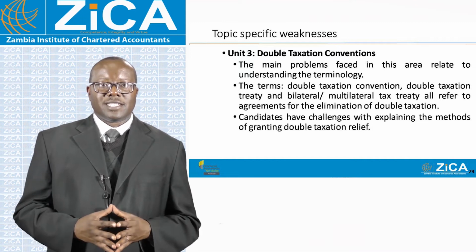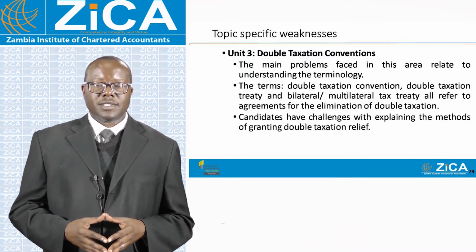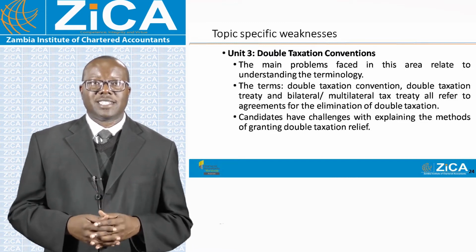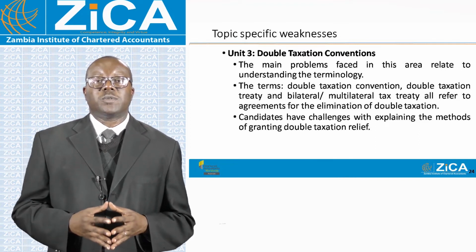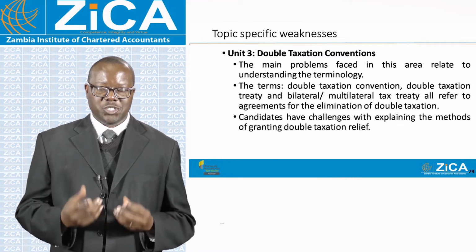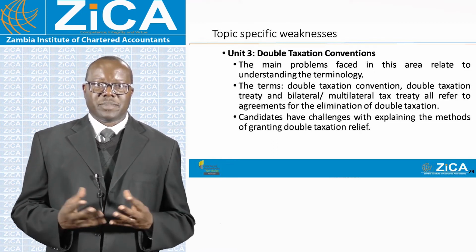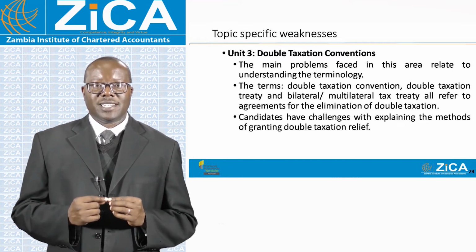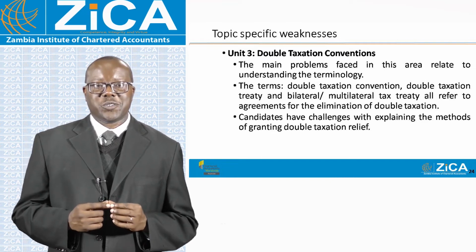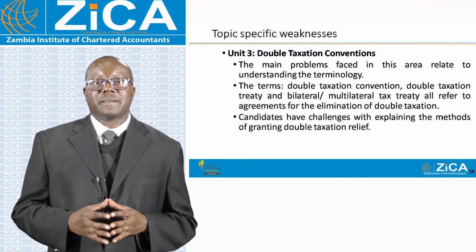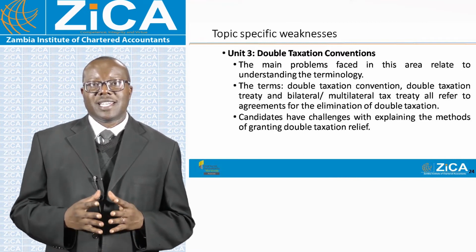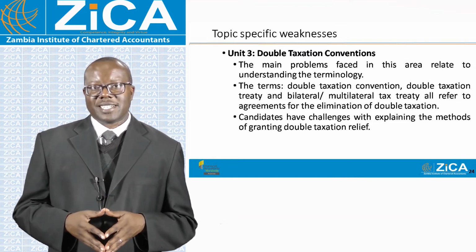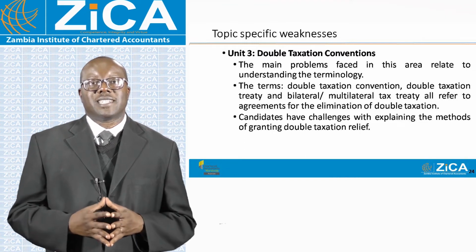Unit 3, Double Taxation Conventions. The main weakness faced in this area of double taxation conventions relate to understanding the terminology used. It appears candidates do not clearly understand the terminology relating to double taxation conventions. The terms double taxation convention, double taxation treaty, bilateral treaty, multilateral treaty all refer to the same thing.